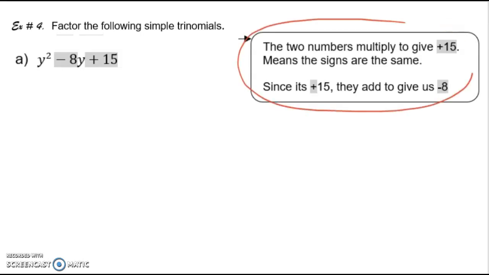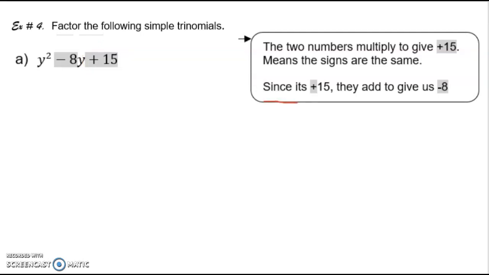Now over here, I added this from the lesson. It says the two numbers multiply to give you positive 15, at the last term. That means that the signs are the same because it's a positive, right? Because negative times negative gives you positive, and positive times positive gives you positive. So because it's a positive 15, we know that the two numbers have to be the same.